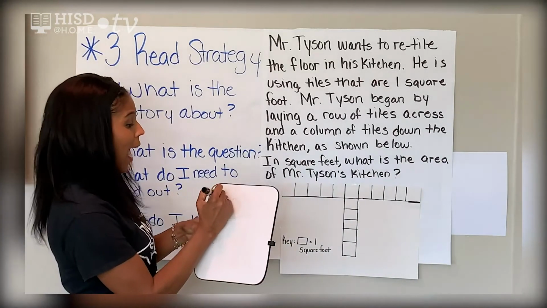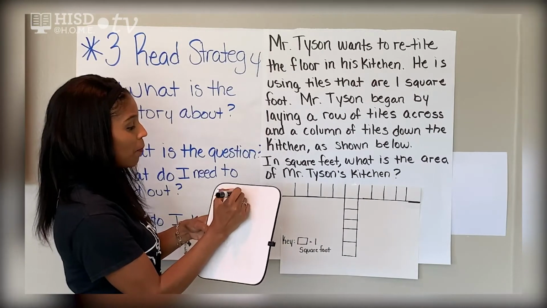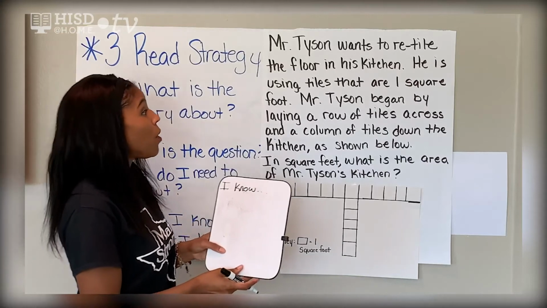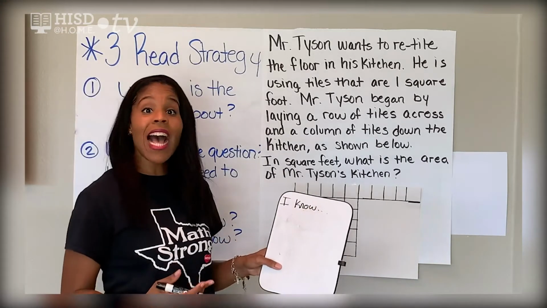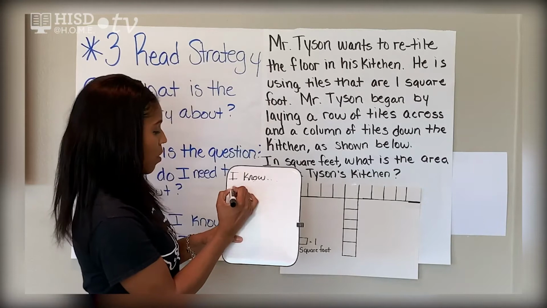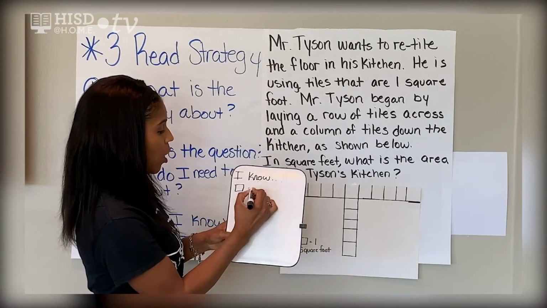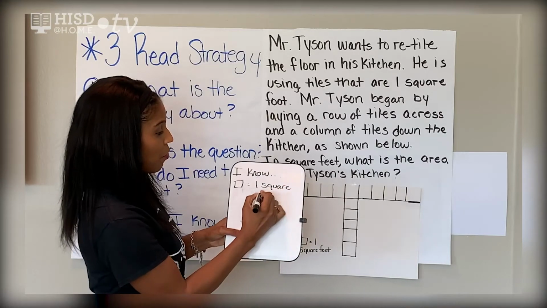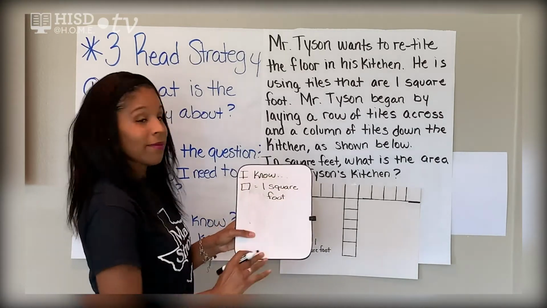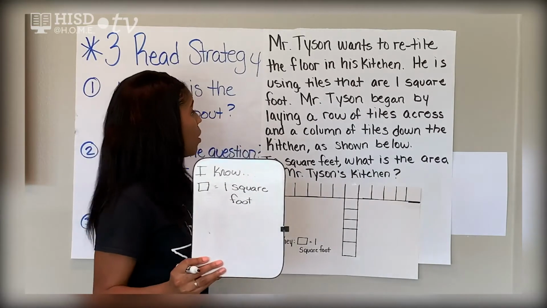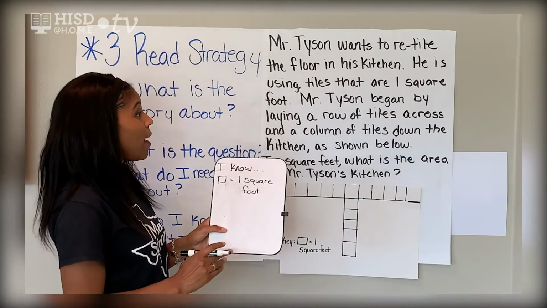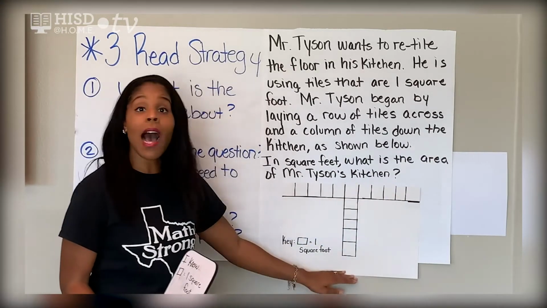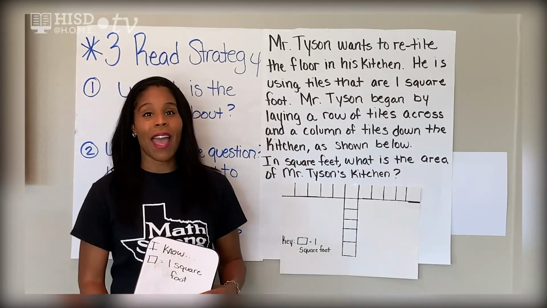So now we want to jot down, what do we know? And we want to say, I know. So we want to write down some things that we know. We know that, guess what? Each tile is 1 square foot. So I'm going to write, square is equal to 1 square foot. I know that. That is what I know. We also know that he has already laid down a row and one column. We already know that.